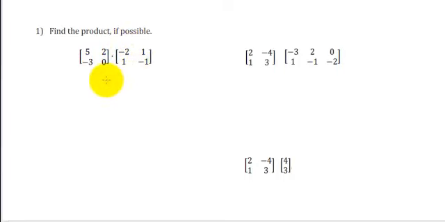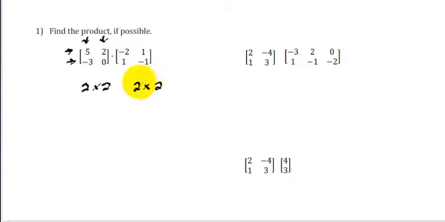So now, to check if the product exists, we have to check the dimensions of the matrix. If you look at the first one, its dimensions are, we count the number of rows first, and then we count the number of columns. Then we say it's 2 by 2. And the other one also has 2 rows and 2 columns. So we say it's also 2 by 2.